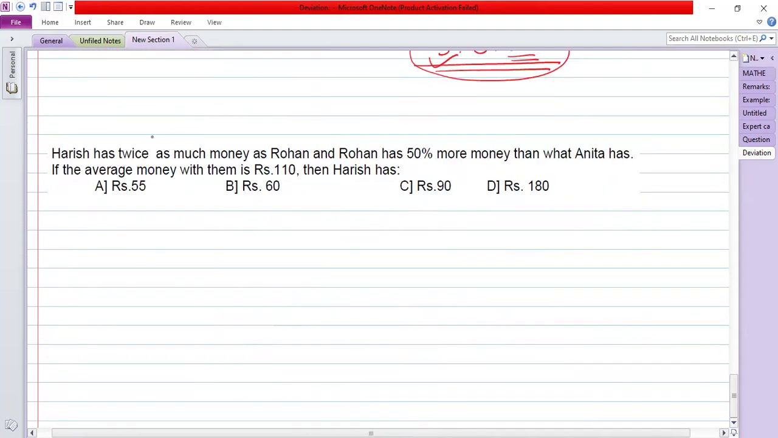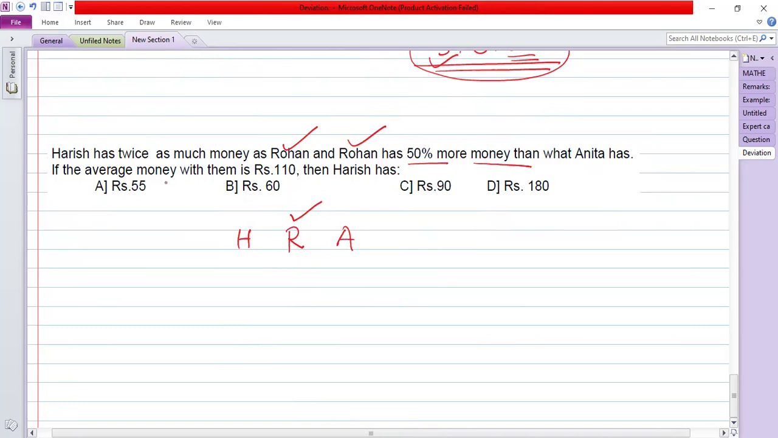So here Harish has twice as much money as Rohan. And Rohan has 50% more money than Anita. So here Rohan is common. One can very well see that Rohan is common. So I will write Rohan in the middle, Harish on this side, and Anita on this side.